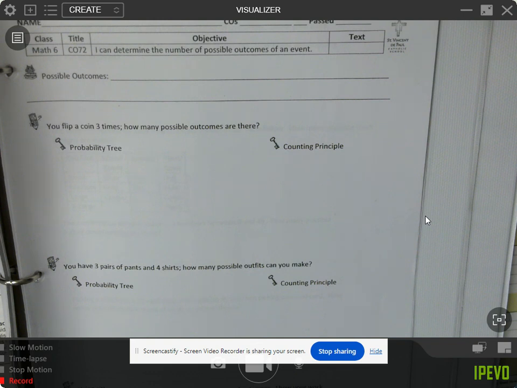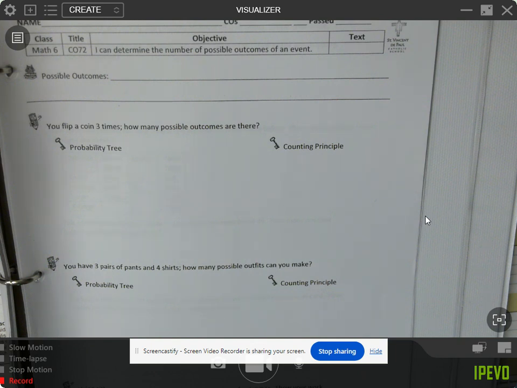So let's look at CO72. We're talking about those possible outcomes. So what do you think we should put on our help sheet for possible outcomes? Ava? What is the definition of possible outcomes? I think we should put the definition. That's good because sometimes on our tests they ask for definitions of things. So let's put our definition.